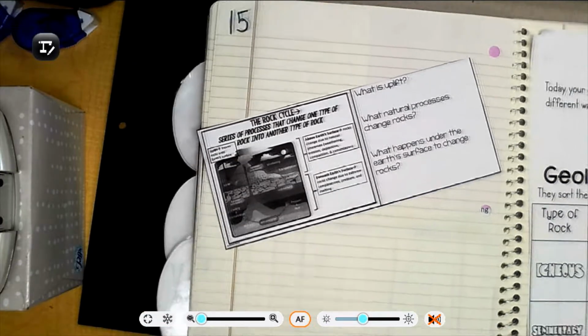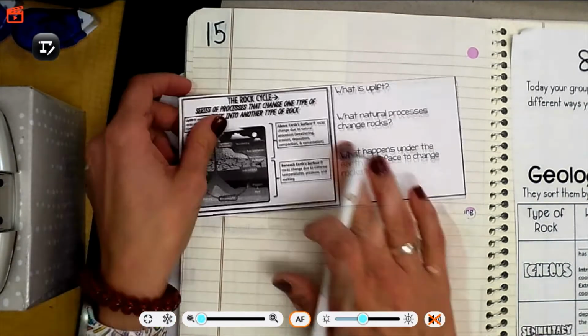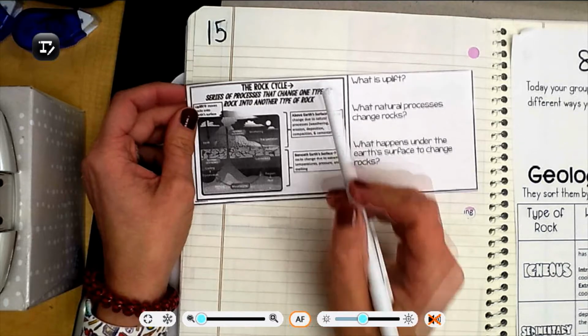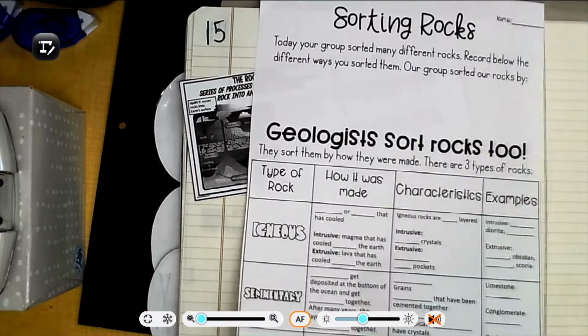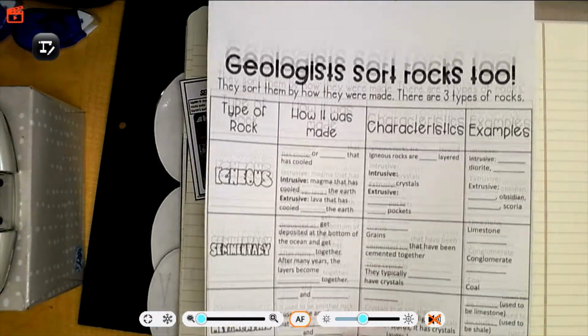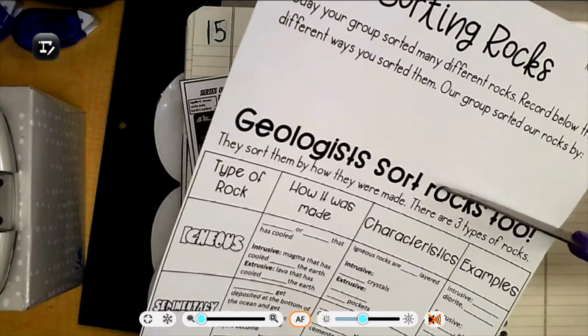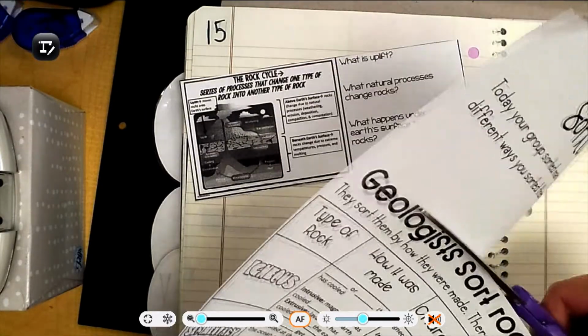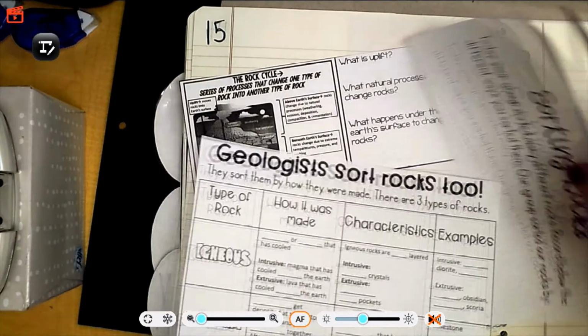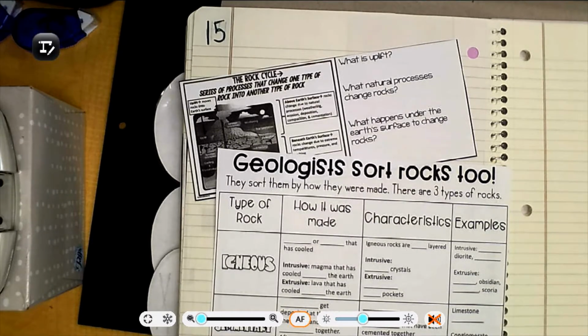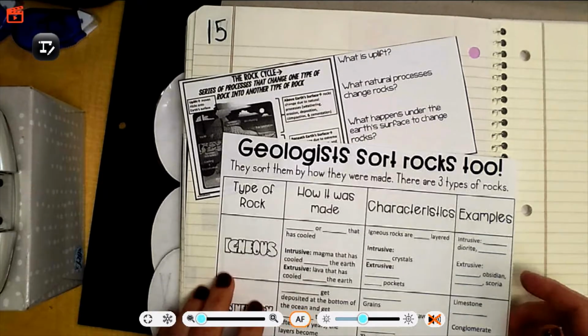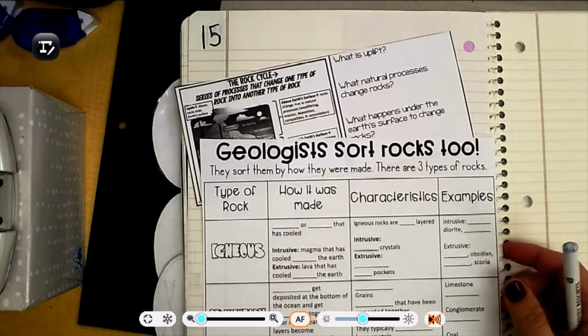Okay, so today we've got the video for page 15. You're going to need this guy right here, the rock cycle, and then you're going to need this paper as well, but you're going to cut it off to just use the bottom part. Okay, let's get started. So once you got those two things, come on back and we'll get started.